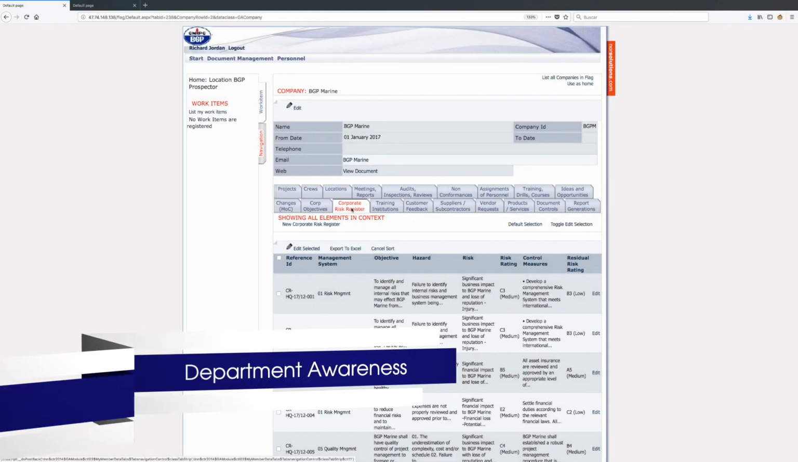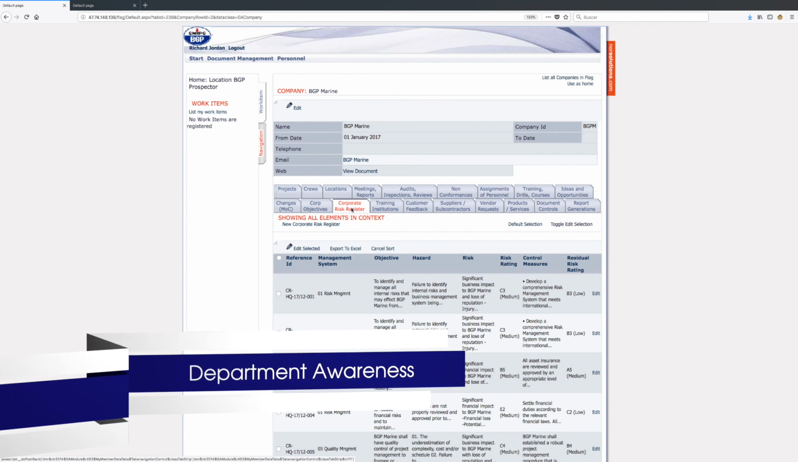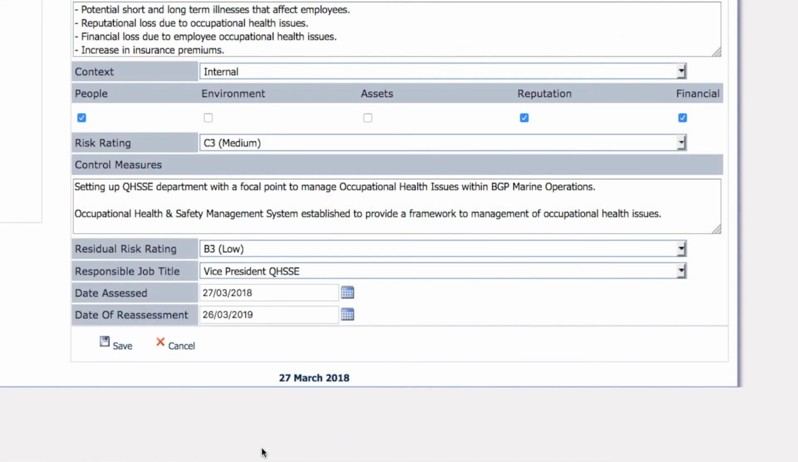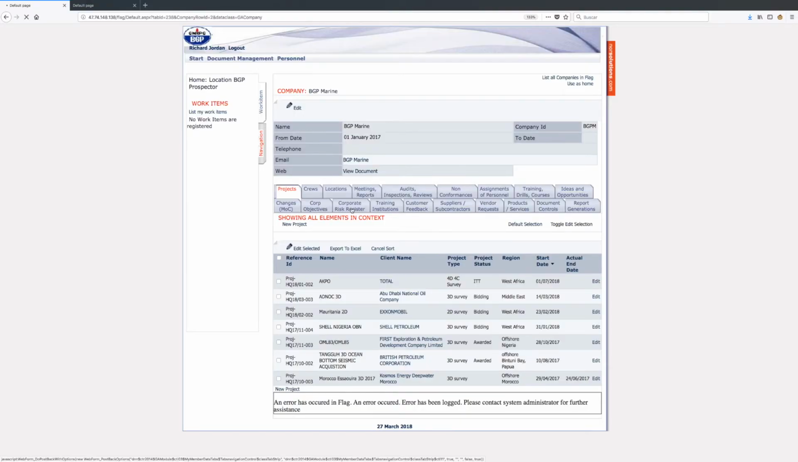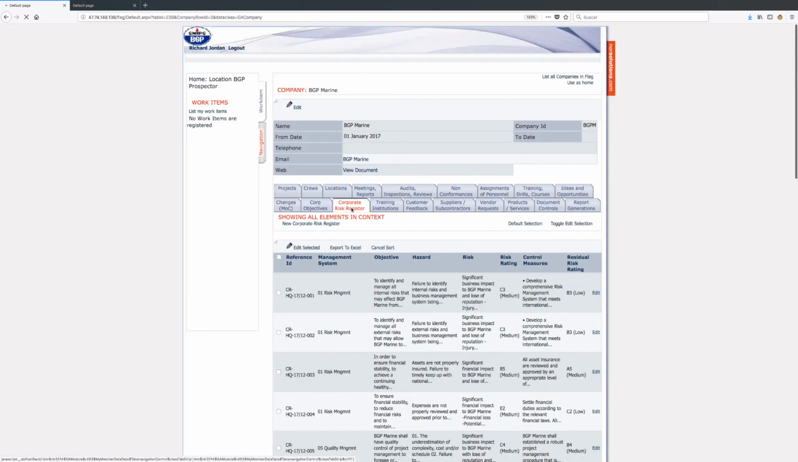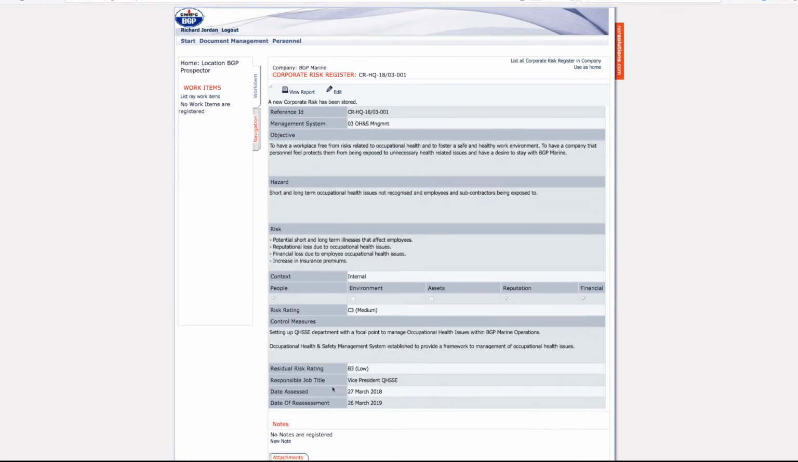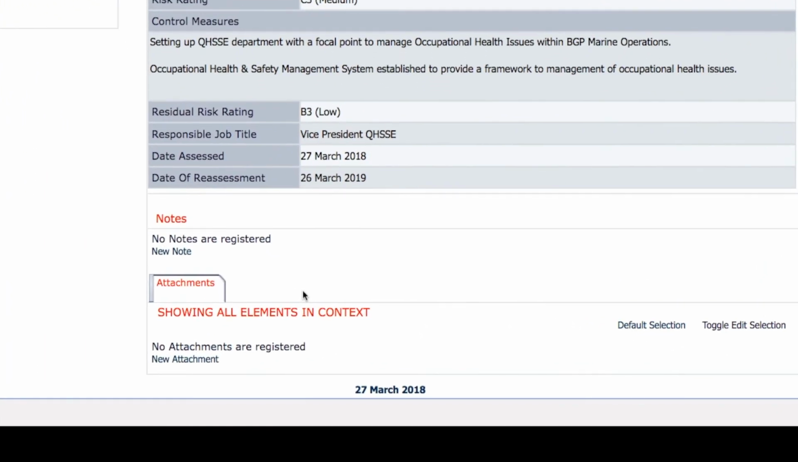To ensure that the risks that have been identified remain a company or department focus, it is considered good practice to have regular reviews of the risks by the department personnel that are assigned to manage the risk. Such reviews should be recorded in FLAG. Once the corporate risk register has been saved, you will see it on the corporate homepage under the Corporate Risk Register tab. You will also see at the bottom of each individual corporate risk register page 2 additional tabs.